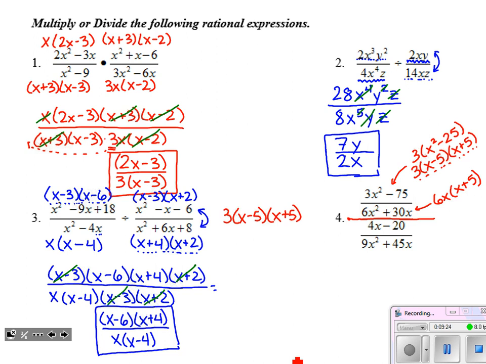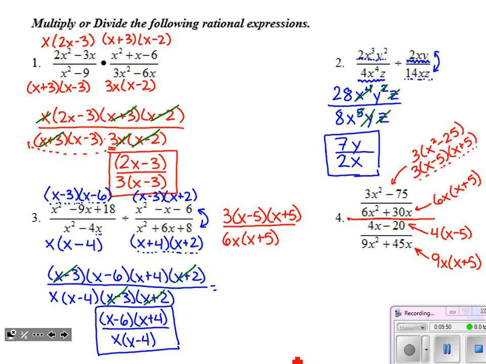That didn't really help much. Okay, and that's over 6x times x plus 5. Okay, and I'm going to be dividing by, well, here I can take a GCF of 4 out. I'm left with an x minus 5. And my denominator, I can take a 9x out, and I'm left with x plus 5. A lot of GCF work in this problem.